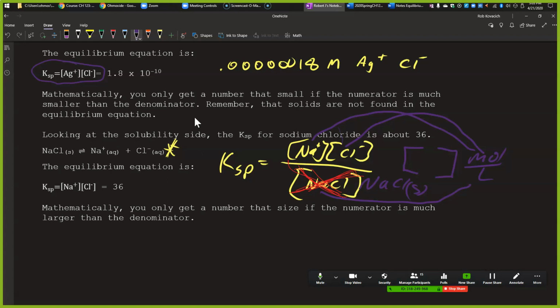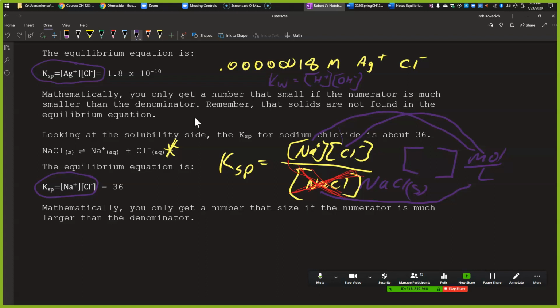which is why this right here doesn't have silver chloride in the denominator of the Ksp. And this Ksp doesn't have table salt in the denominator. And the Kw for water is just H plus and OH minus. And the water molecule isn't written there because what's the molarity of water in water?